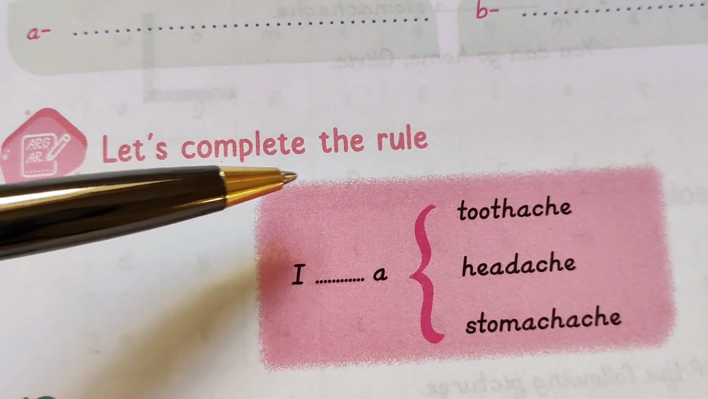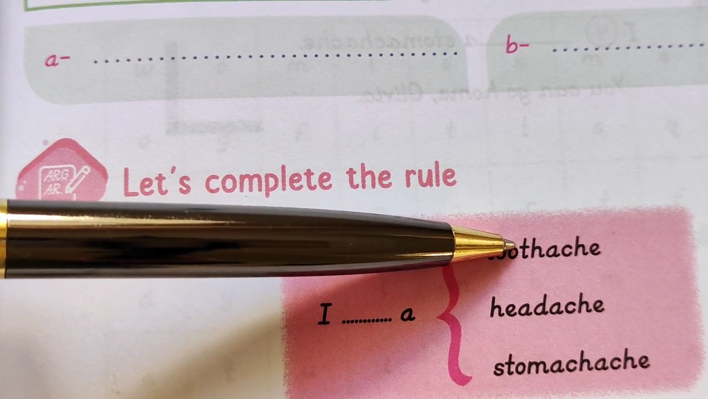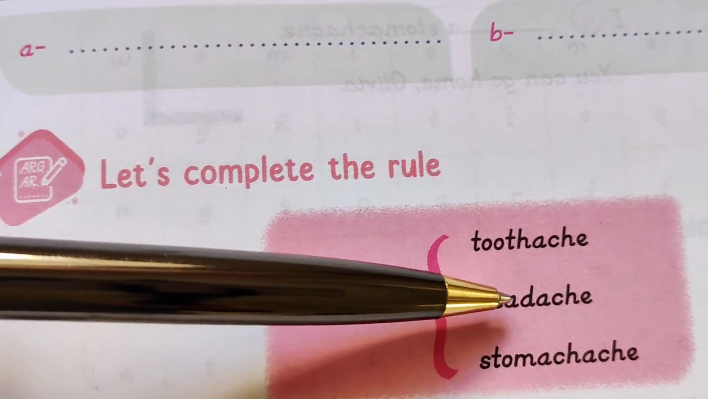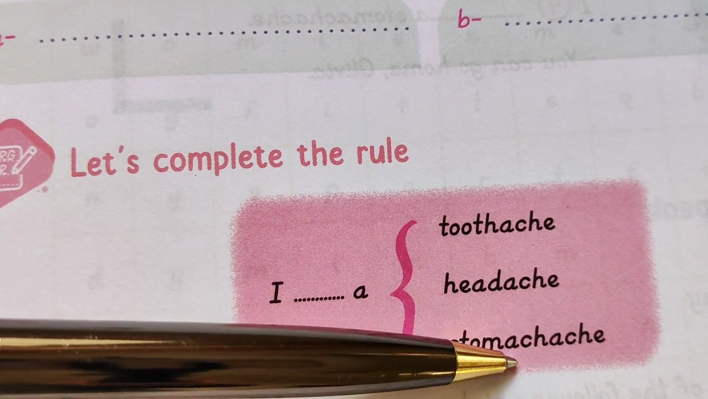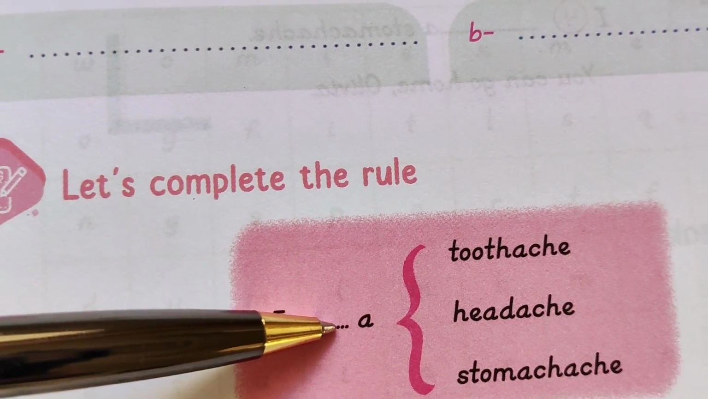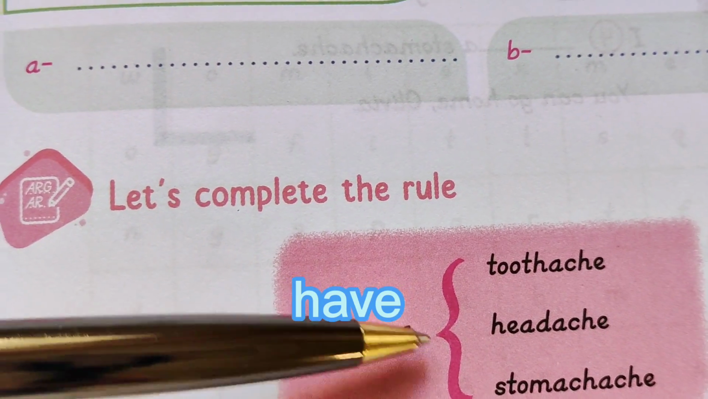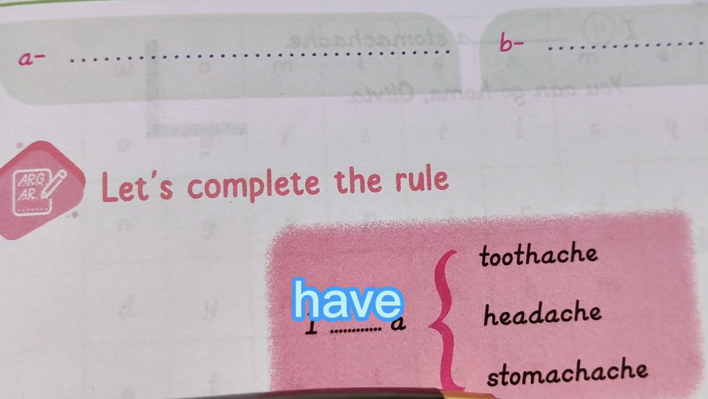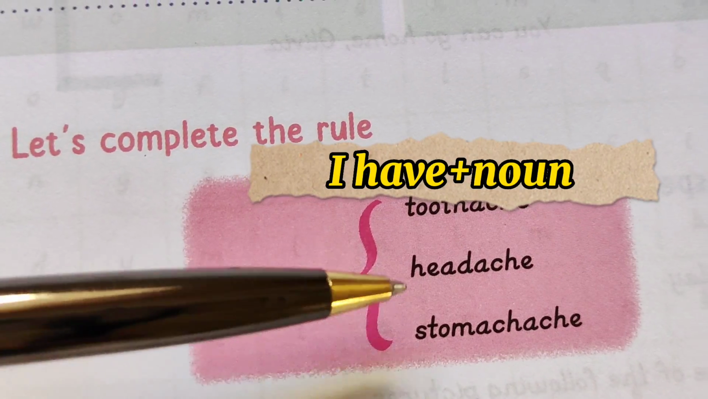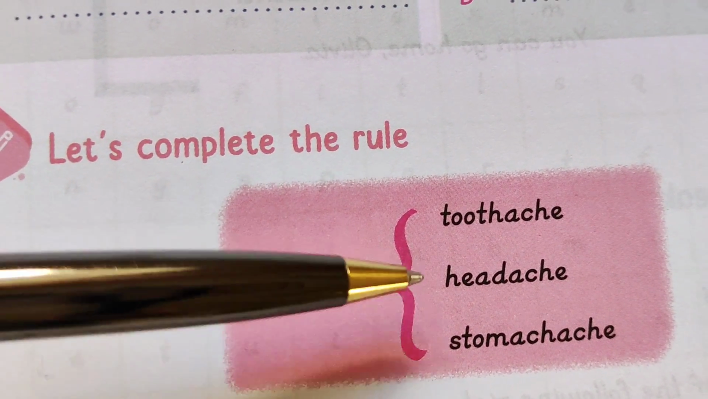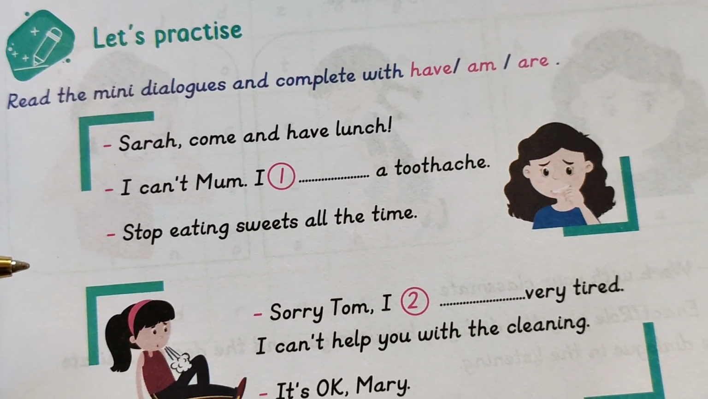Now let's complete the rule. Toothache, tooth. Headache. Stomach ache. I have a toothache. I have a headache. I have a stomach ache. I have plus noun. We can say I have a headache or my head aches. My tooth aches. Let's practice.